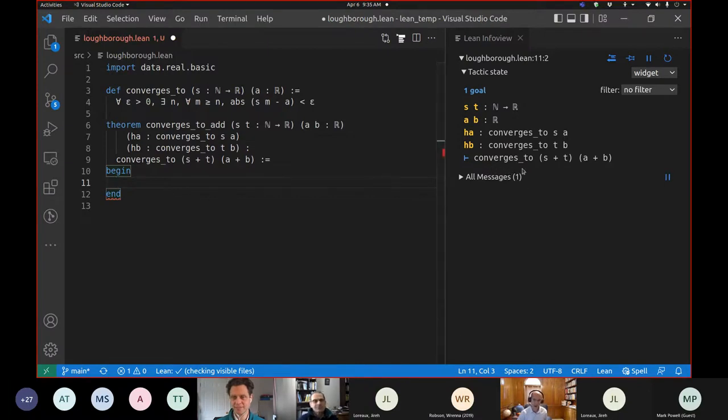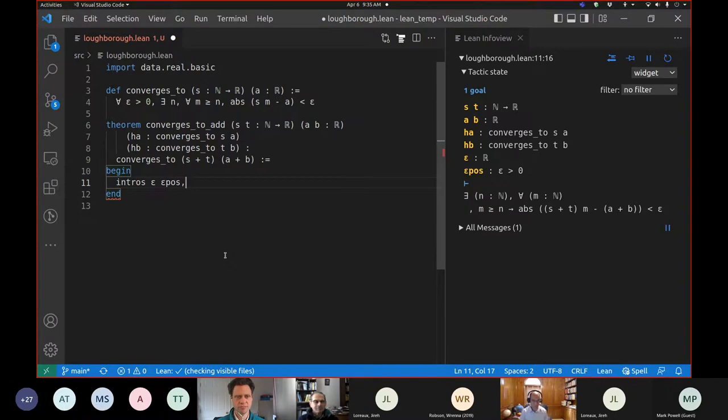And so knowing that a converges to statement is of the form, for all epsilon greater than 0, I'm going to start by picking an arbitrary epsilon and assuming that epsilon is greater than 0. So that's what I just did there. And so now I have an epsilon and the fact that epsilon is positive.